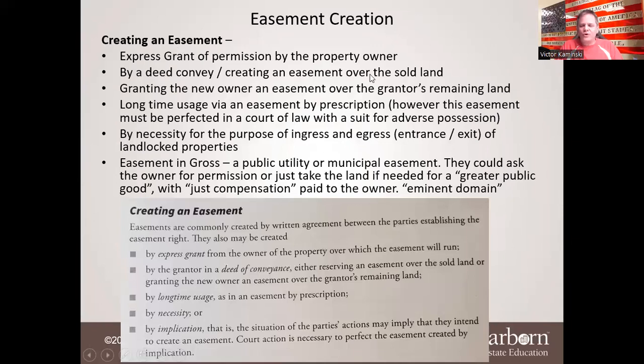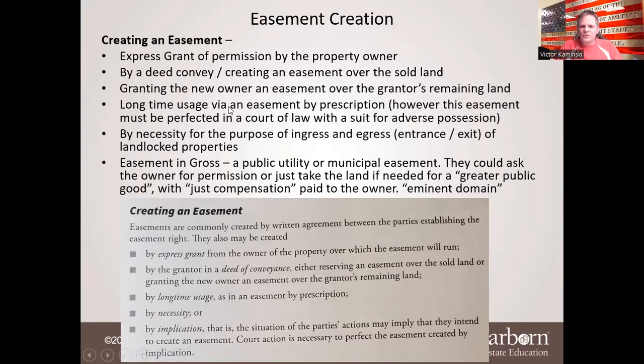Now, how do you create an easement? An easement is a right to cross over one's land onto another. So how do you create an easement? Well, here's the bulleted list in the book on creating an easement. I just copied it here in my own words a little bit. By express grant of permission of the property owner. By a deed conveying or creating an easement over the sold land, granting the new owner an easement over the grantor's remaining land. The grantor is the seller, remember?